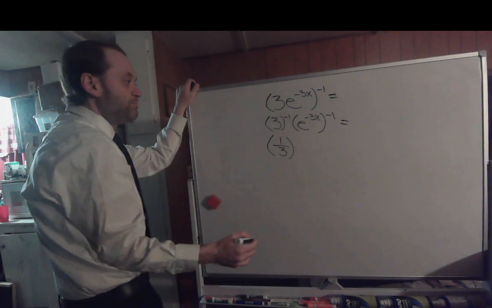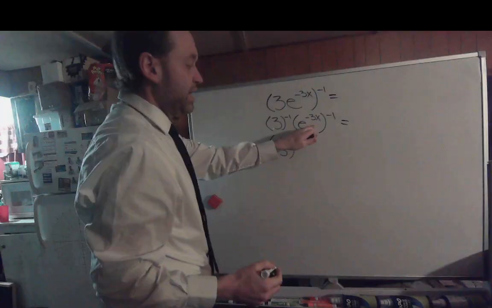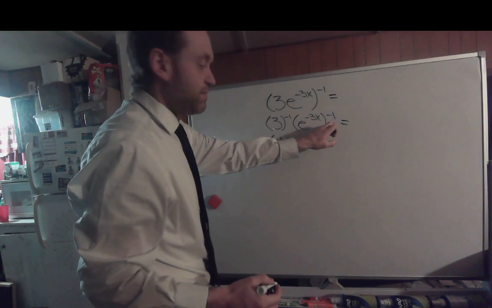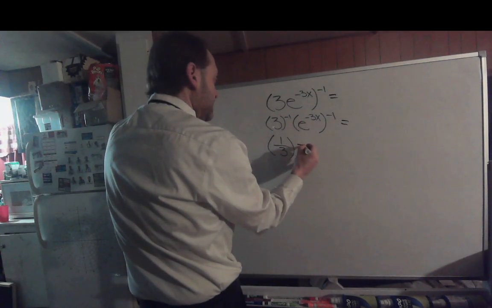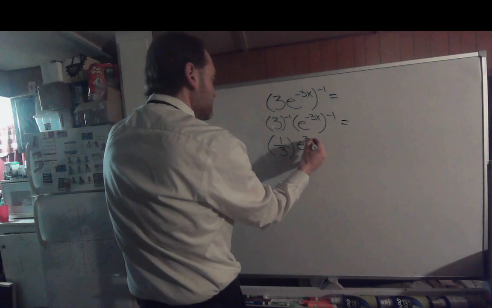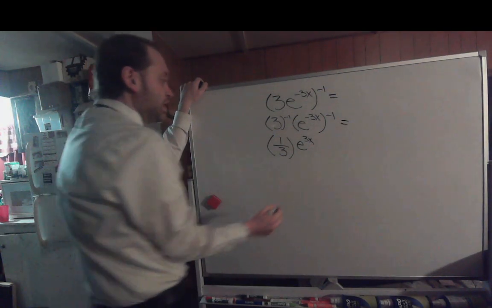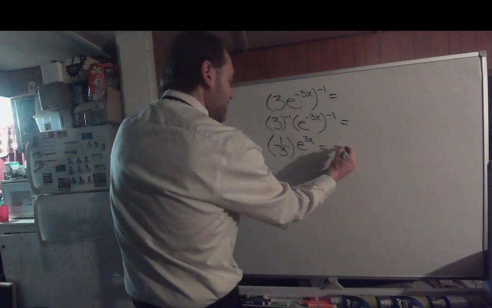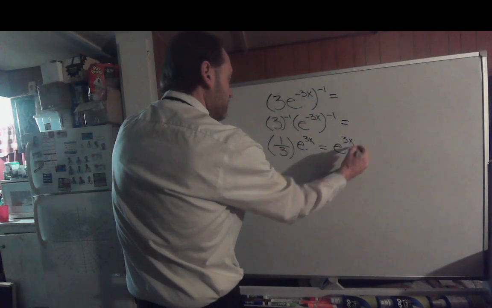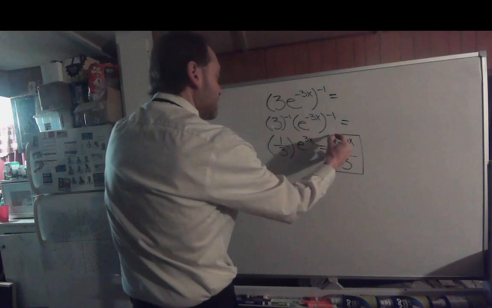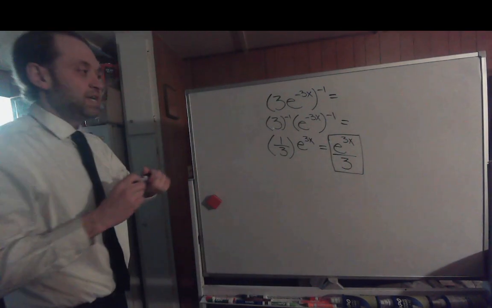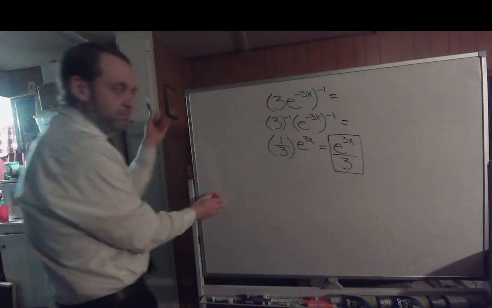And then e to the negative 3x then to the negative 1st, you multiply the powers. This would turn into e to the 3x. So literally, you would just end up getting e to the 3x over 3. And that would be your answer. That would be the best way to simplify this. E to the 3x over 3. Easy enough.